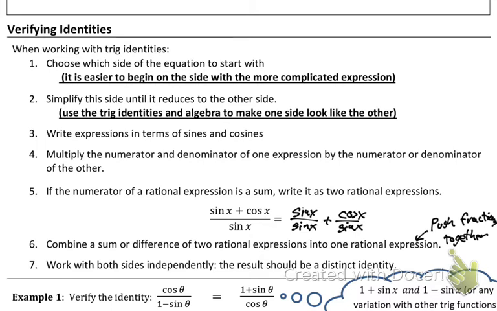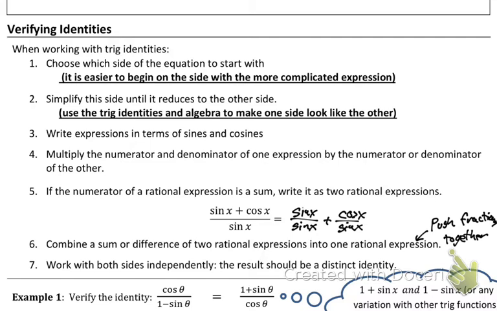And then 7 says, hey, sometimes you'll have to work both sides. You have to work them independently. You can never move one thing to the other side. But sometimes it's nice to get a start on one side and then work on the other side to make them work. Most of them you'll be able to just work on one side, but sometimes it's just easier to do that.